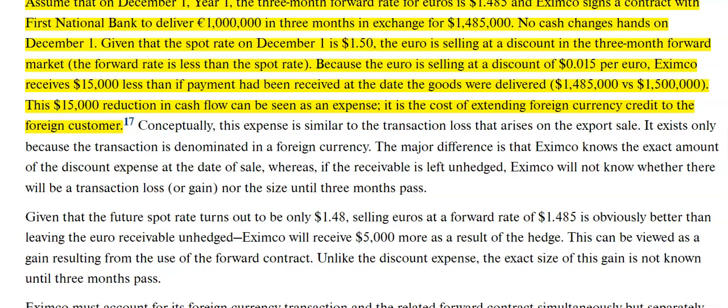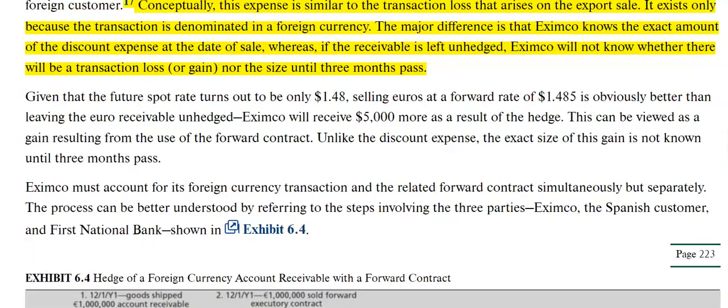Because the euro is selling at a discount of $0.015 per euro, X & Co receives $15,000 less than if payment had been received at the date the goods were delivered, $1,485,000 vs $1,500,000. This $15,000 reduction in cash flow can be seen as an expense. It is the cost of extending foreign currency credit to the foreign customer. Conceptually, this expense is similar to the transaction loss that arises on the export sale. It exists only because the transaction is denominated in a foreign currency.